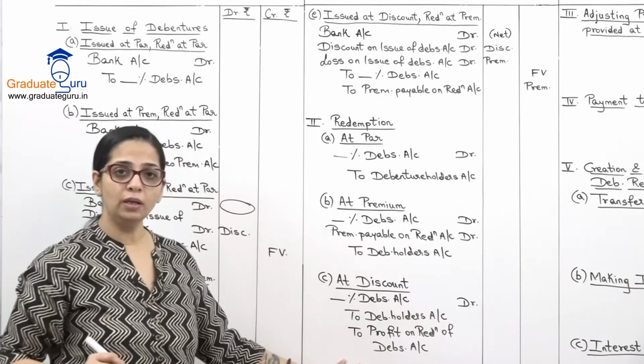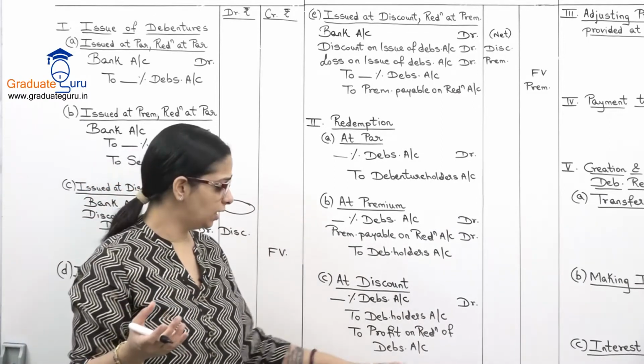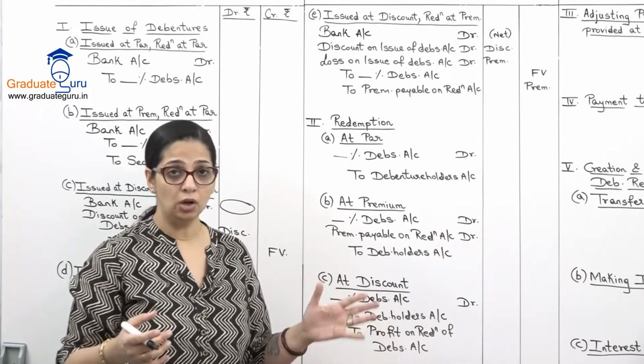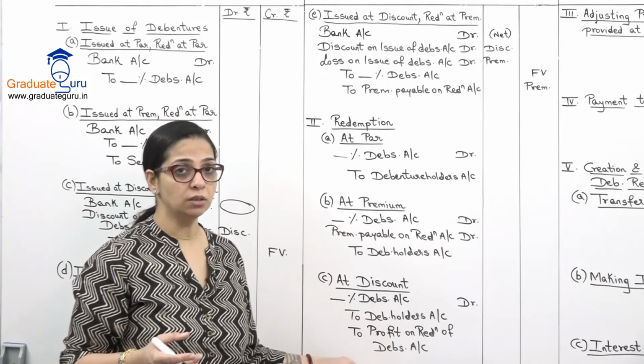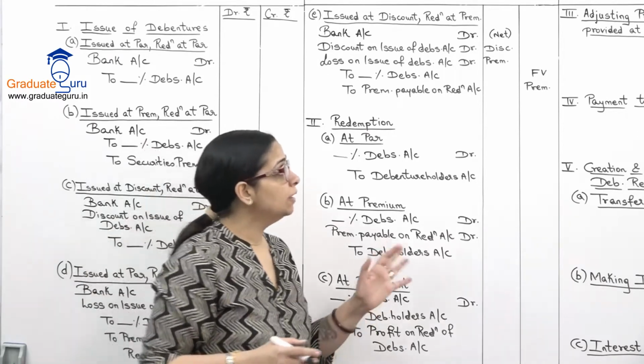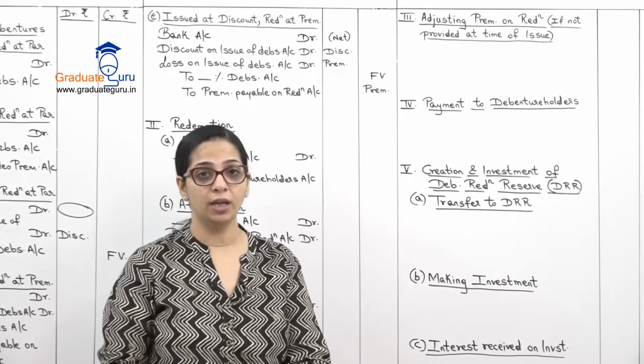And this is normal, your revenue profit, which you can use as you are using your P&L, etc. You can transfer to a reserve also. So this is how you will account when your redemption is at a discount. Okay. Now coming to adjusting the premium on redemption.